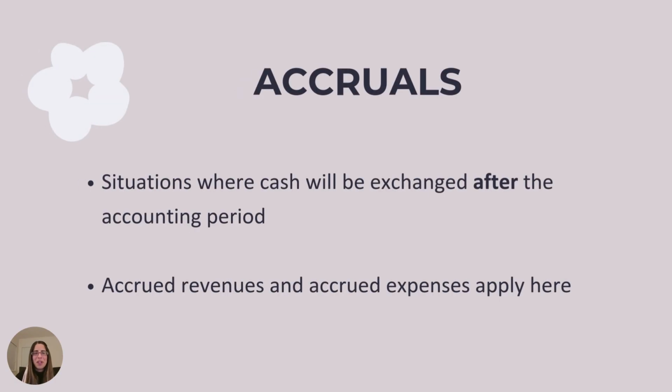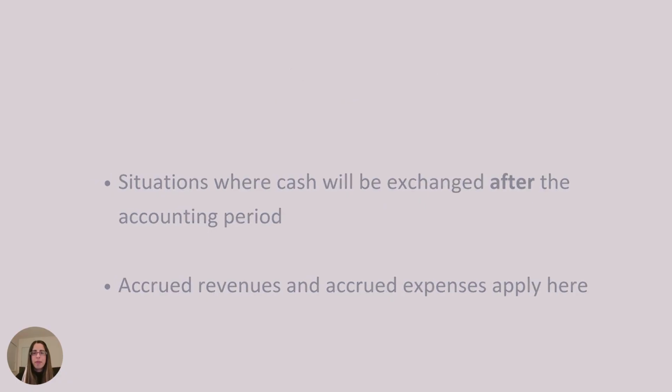Okay, so now we're going to go into accruals. Accruals happen in situations where cash is exchanged after the accounting period. So what happens is the transaction occurs during the accounting period, but the actual cash will happen after the period has ended. So this is when we need to accrue revenues and accrue some expenses. We're going to record them and there has been no movement of cash yet.